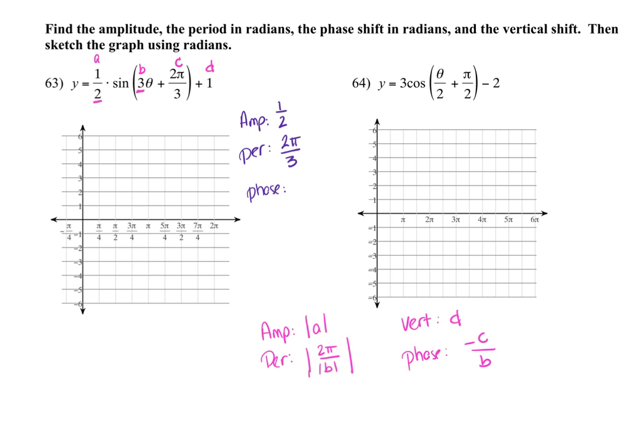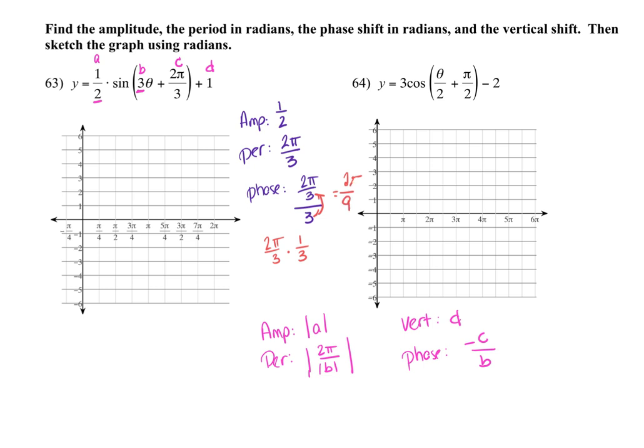The phase shift is going to be 2 pi over 3 over my B, which is 3. All right? Anytime you have a fraction over a whole number, you do keep change flip, 2 pi over 3, but you flip that 3 to be 1/3. You can also think of it as you're always going to multiply these denominators. It's going to be 2 pi over 9.